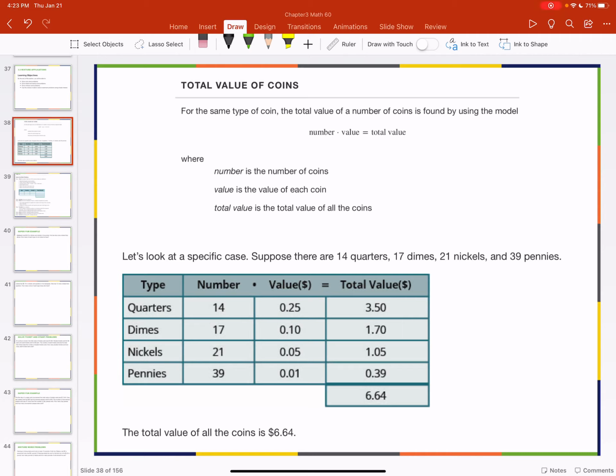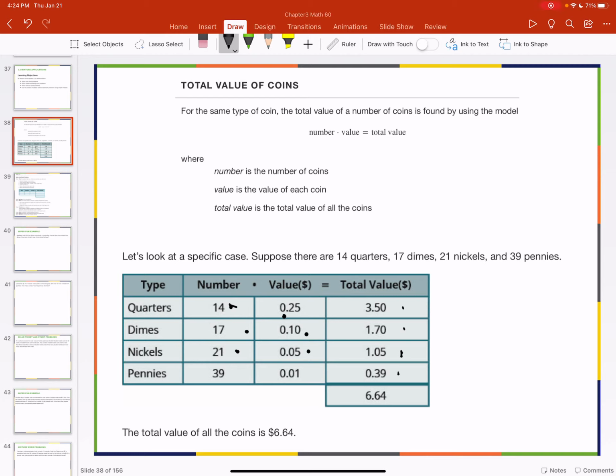Let's say you have 14 quarters, 17 dimes, 21 nickels, and 39 pennies. 14 quarters would be 14 times 0.25, that's $3.50. 17 times 10 cents is $1.70. 21 nickels times 5 cents, notice that 5 cents is 0.05 or 5 hundredths, which makes sense because that's how we express money. Pennies are worth 1 cent or 1/100th of a dollar. We would add these up to get the total value of all the coins: the total value of quarters plus dimes plus nickels plus pennies.